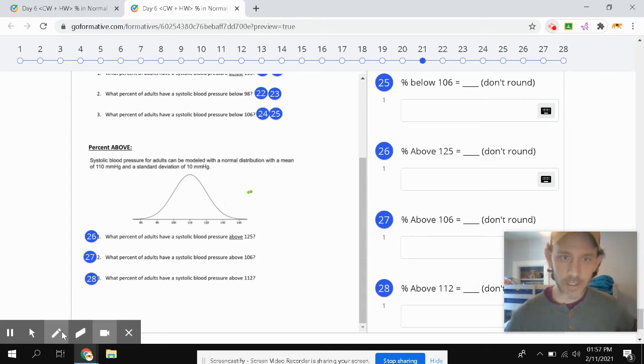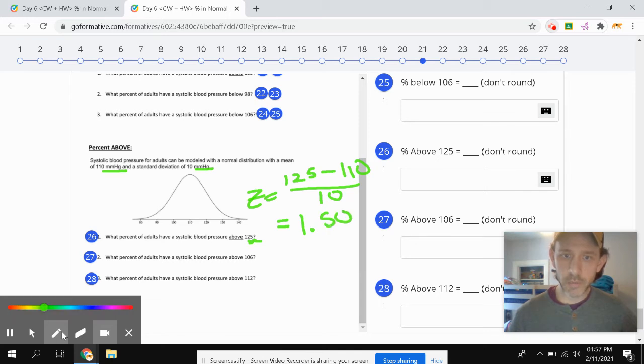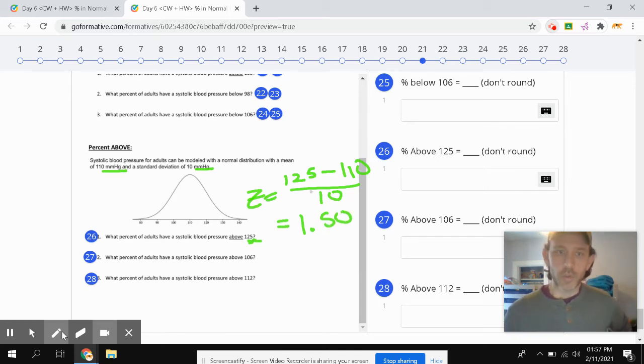All right, so z equals 125 minus 110. So same mean, same standard deviation, right? Where do we see that? That's here and here. And then our x is here, right? Okay, so that gives me a z-score of 1.5, right? We did that, 1.50. So we went up and figured out what percentage that was.